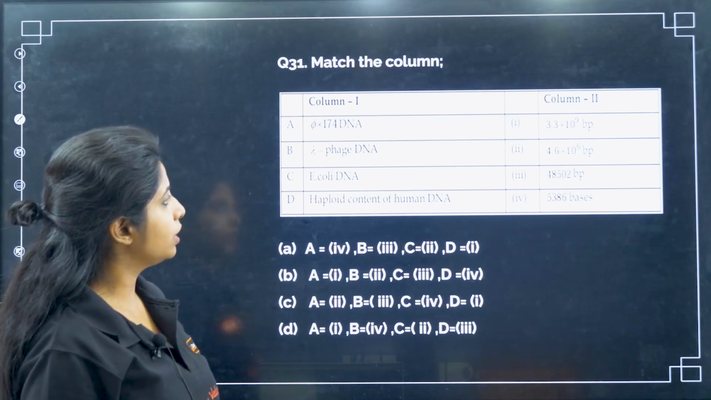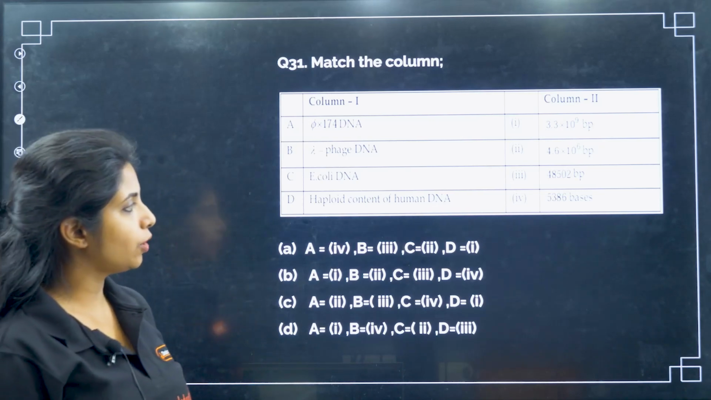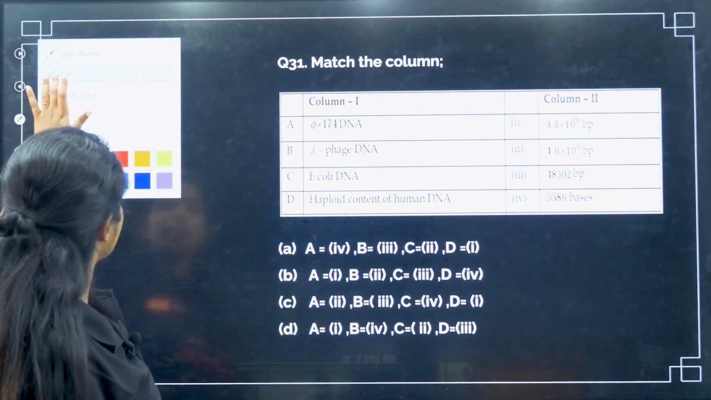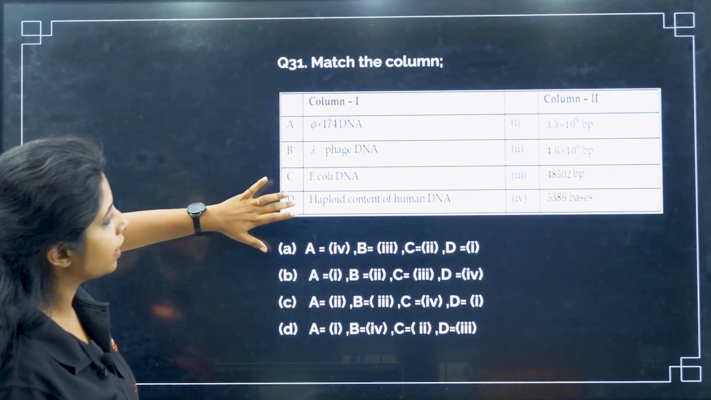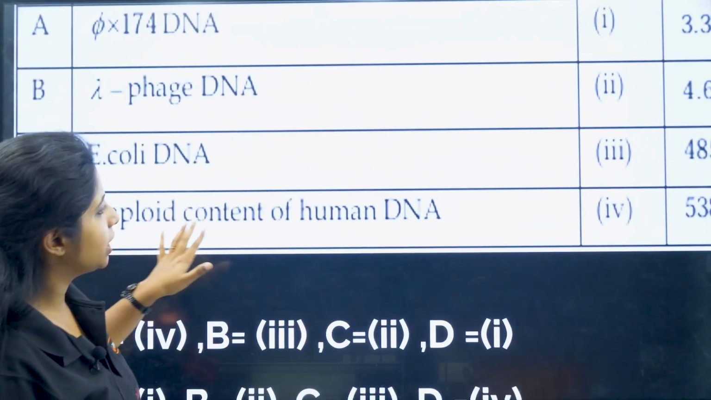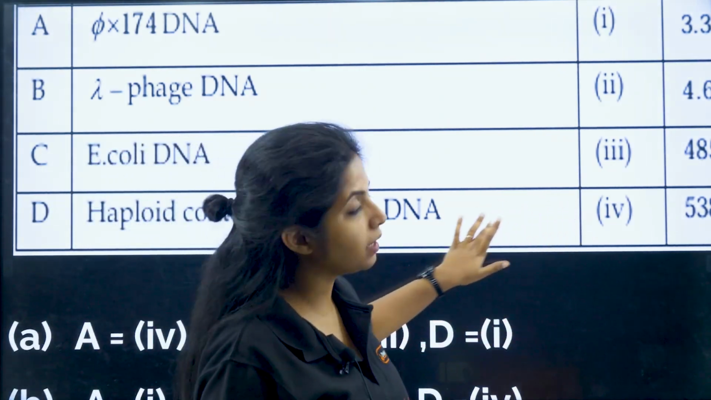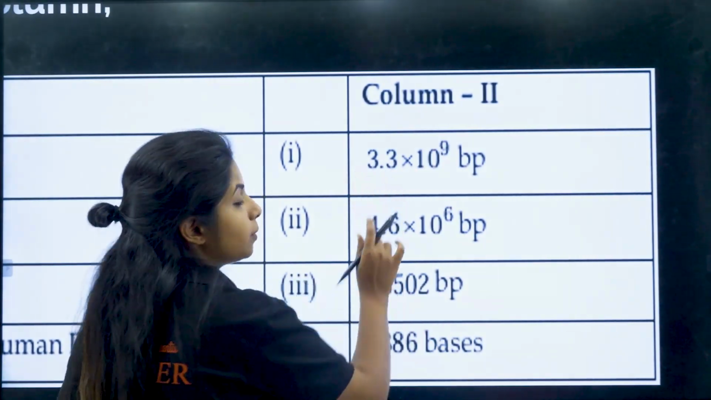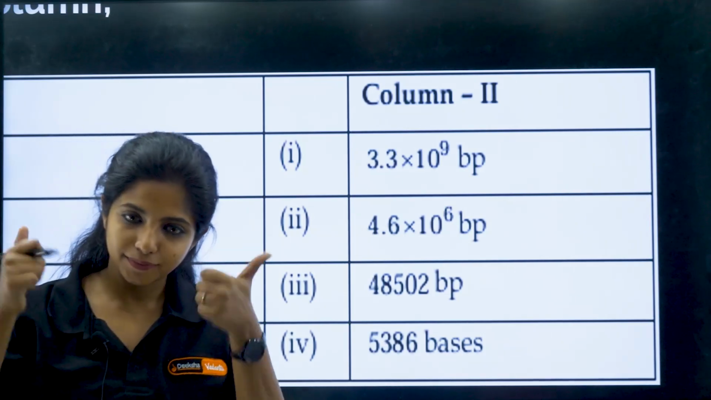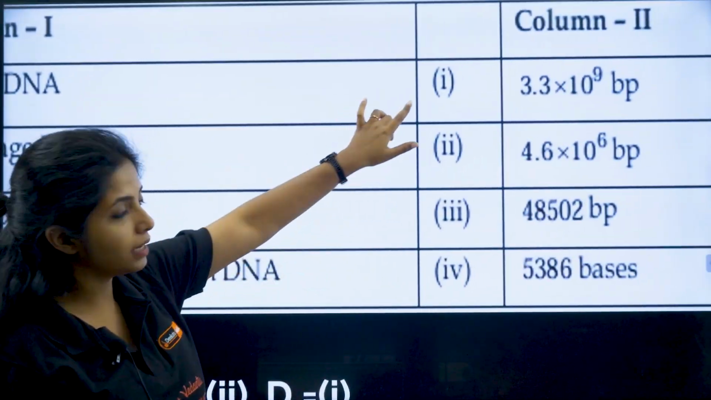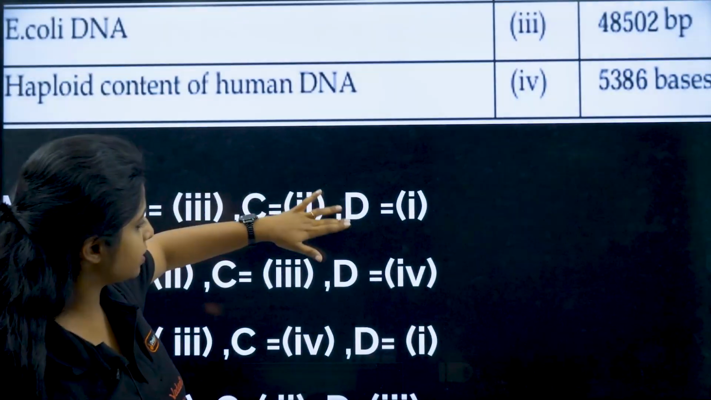Okay, so over here E. coli, bacteriophage DNA, haploid content of human DNA, everything is given. So the one thing that I am pretty sure about, I will be going ahead with that first. Haploid content of human DNA. Okay, so diploid content is 6.6 into 10 to the power 9. Haploid content would be half of it, that is 3.3 into 10 to the power 9. Agreed? Okay, so can I say D goes with 1? D goes with 1.